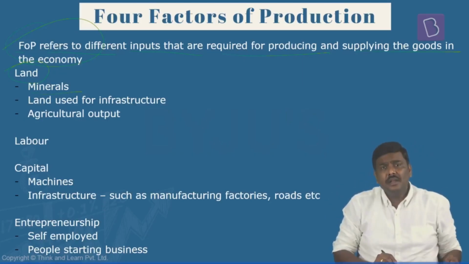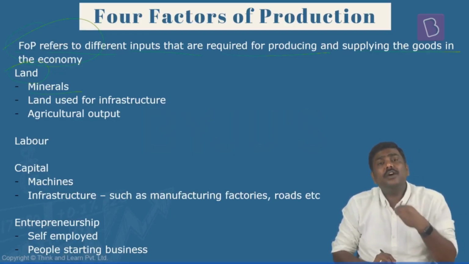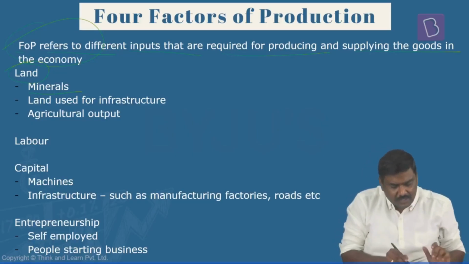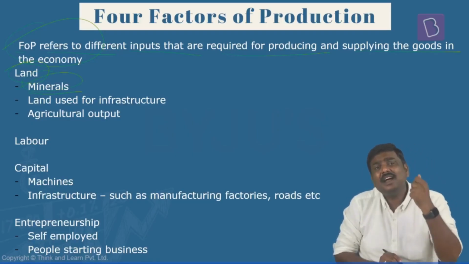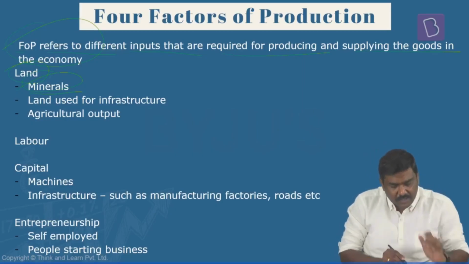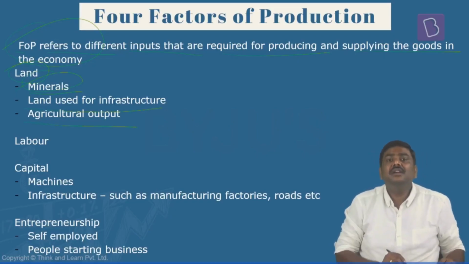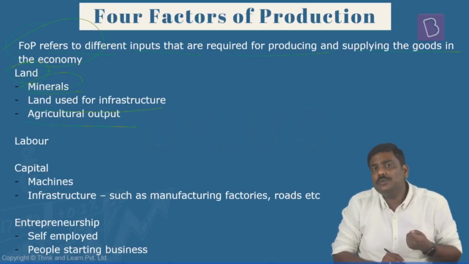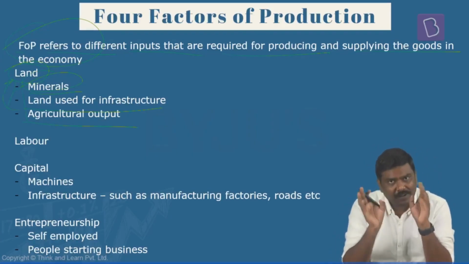Now have a look at this. The minerals that are available, let's say the ore of iron, ore of aluminum, etc. All of these are basically an example of mineral resources that are available. These are available naturally. We have not manufactured them. Land used for infrastructure development, agriculture, land that is used for agriculture output. All of these are basically the components of the factor of production, land.